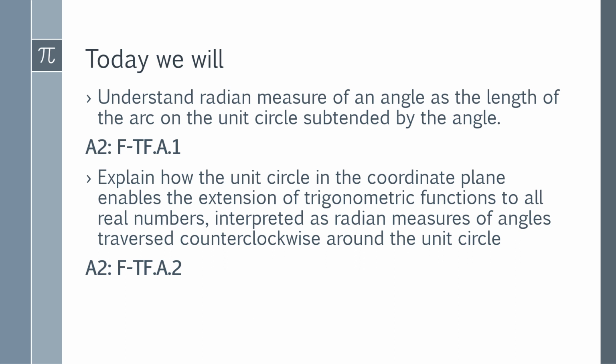Alright, so we're going to understand the relative measures of any angles as the length of the arc of a unit circle subtended by the angle. We will explain how the unit circle in the coordinate plane enables the extension of the trigonometric functions to all real numbers, interpreted as radian measure of angles traversed counterclockwise around the unit circle. That is what we're going to be focused on today.